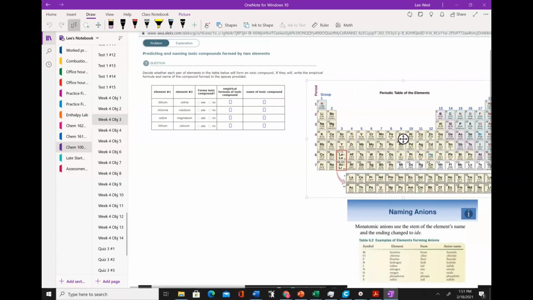Okay, so this question is all about predicting and naming ionic compounds formed by two elements. So there's only going to be monatomic ions present, right? Now, ionic compounds form when a metal transfers electrons to a non-metal. So what we're looking for to see if an ionic compound forms is that we have the presence of a metal and a non-metal.